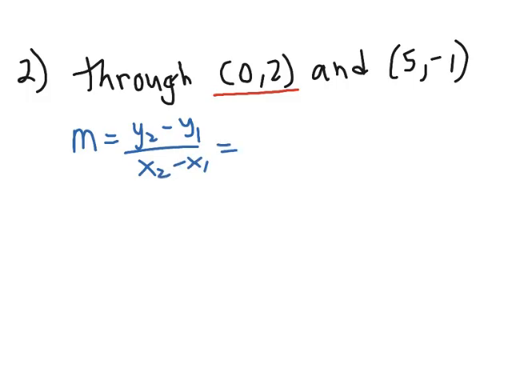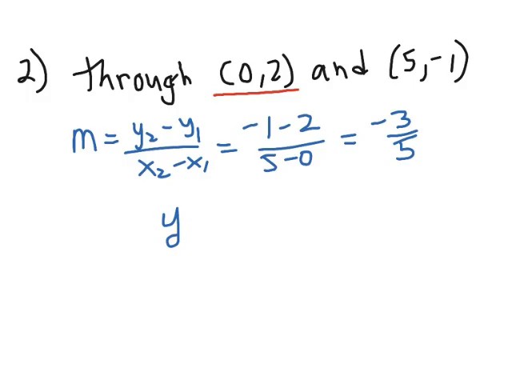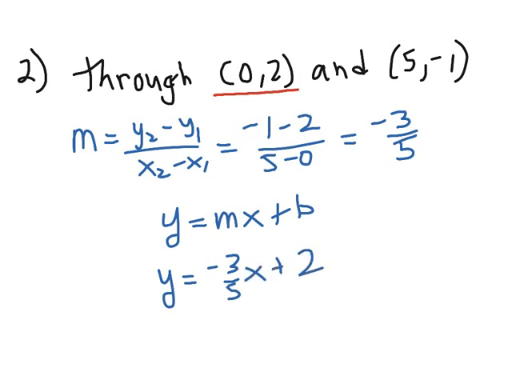So that's negative 1 minus 2 over 5 minus 0. That's negative 3/5. Alright, so now I have the slope, I have the intercept. Once again, I would go ahead and use y equals mx plus b. Y equals, my slope is negative 3/5 x plus b is 2.